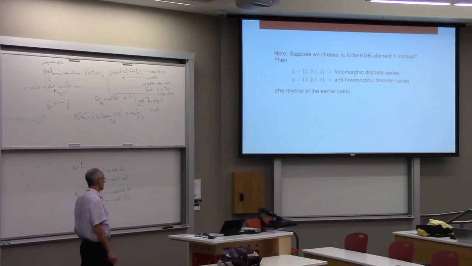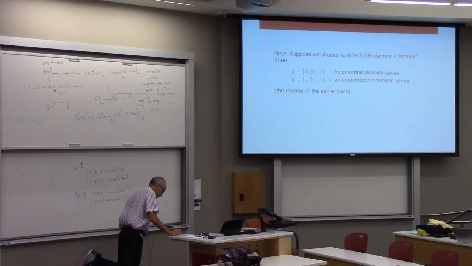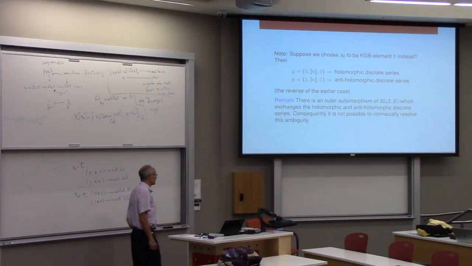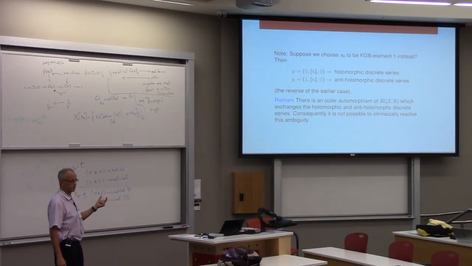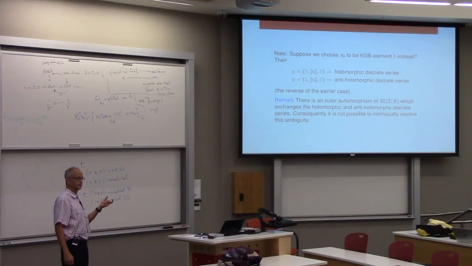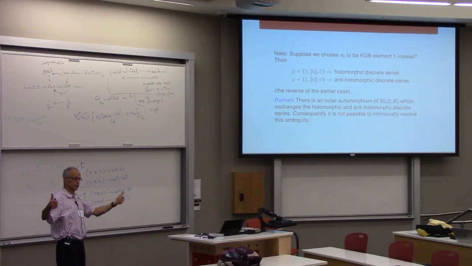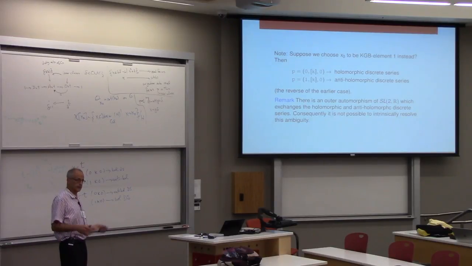And many years ago, way back at the beginning of time in this project, I remember David made a very important observation, which is that there's an outer automorphism of SL(2,R), conjugation by diag(1, -1), which switches the holomorphic and anti-holomorphic discrete series. So there's no intrinsic way to say this one's the holomorphic one and this one's the anti-holomorphic one. It's fundamentally impossible to make that distinction because of this automorphism. So you shouldn't try. Part of the hard part about understanding the atlas is these further choices that are necessary in order to make these statements precise.